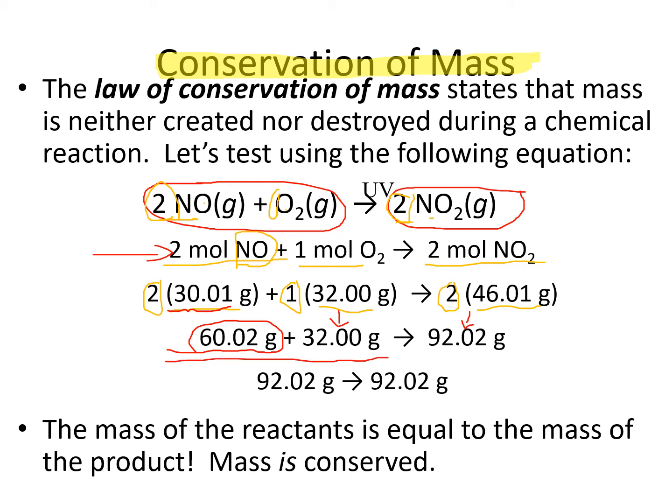Taking the calculations through for the rest of my compounds, we see that the 2 moles of nitrogen monoxide plus the 1 mole of oxygen is a total mass of 60.02 grams plus 32.00 grams, which gives us a total mass on the reactant side of 92.02 grams. 2 moles of nitrogen dioxide gas on the product side gives us 2 times 46.01, which is that same 92.02 grams. Mass is conserved.